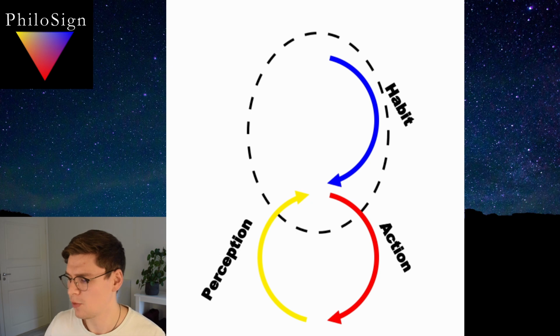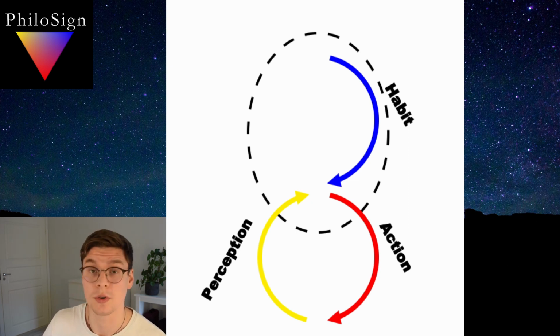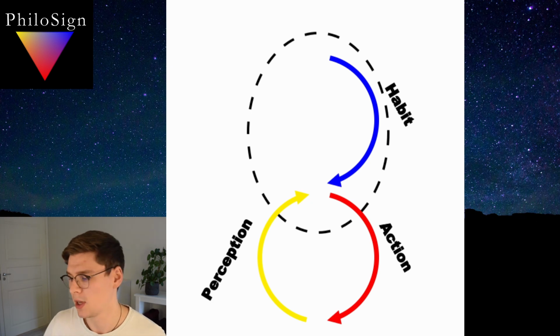And I think some of you may instantly recognize that these arrows correspond with the three categories. So the yellow arrow of perception corresponds with firstness, so roughly. The red arrow of action corresponds with secondness, and the third arrow of habit corresponds with thirdness.